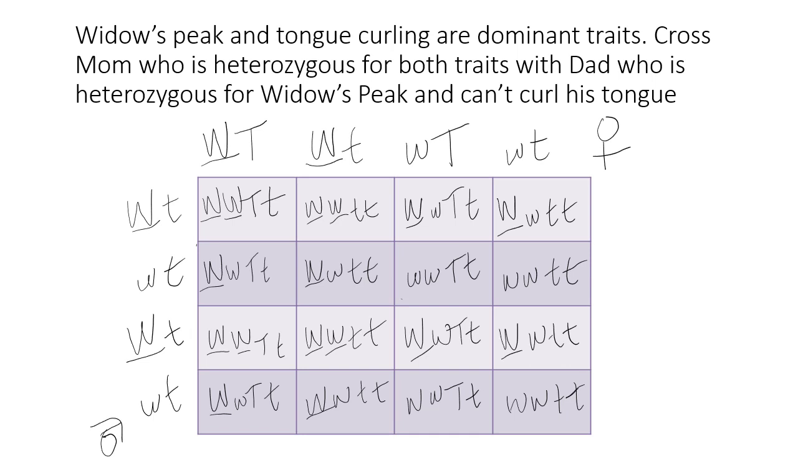So the next step is coming up with what is the phenotypic ratio for what's going on here. So I need to come up with the phenotypic ratio. So I could have widow's peak, and I'm just going to call it widows. I could have widow's peak. How about I just call it WP, widow's peak and tongue curling.